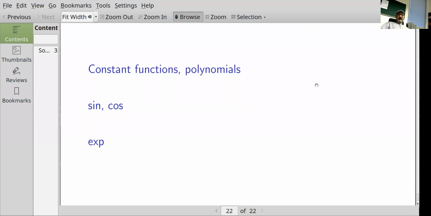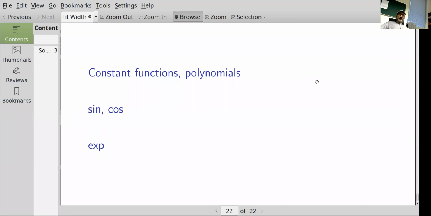Now, once again, there are some functions which are continuous on all real numbers: constant functions, polynomials, sine, cosine, and exponential. So these are important properties to keep in mind.